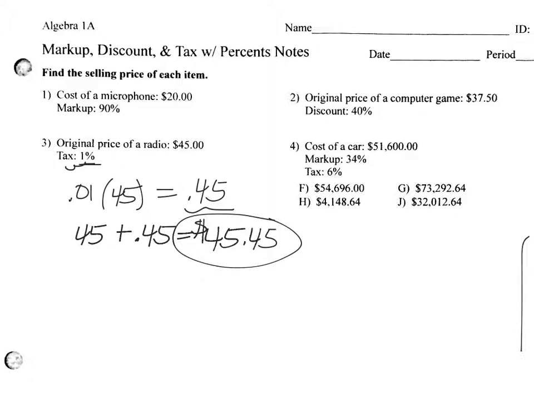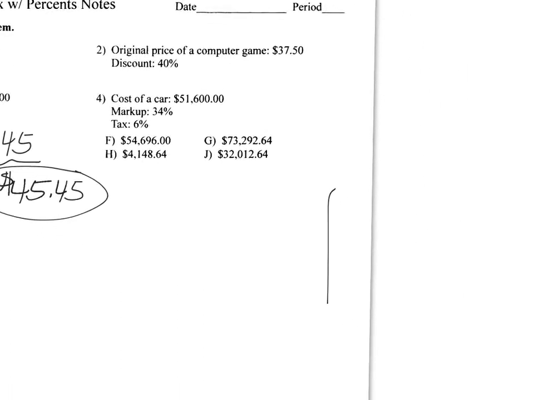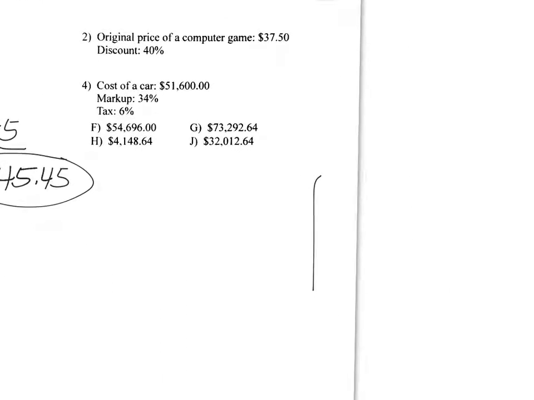Alright, then we get to a problem like number 4. A little more difficult here, mainly because we have multiple parts to it. Okay, so we have both a markup and a tax. So this is really going to add to the cost. So we got to figure out what our markup is.